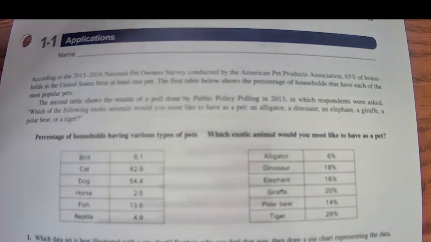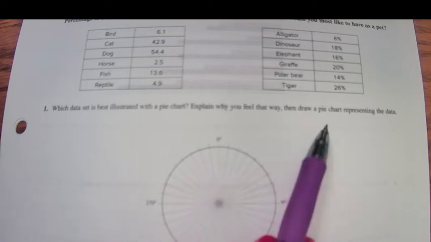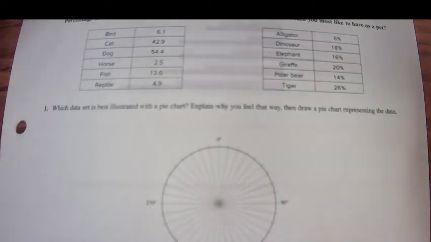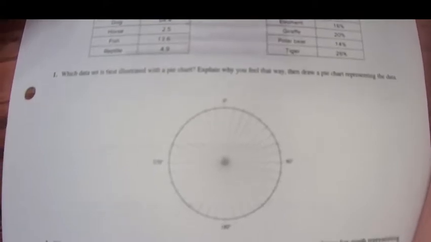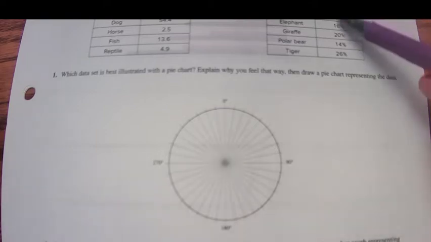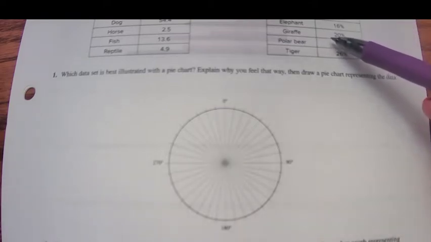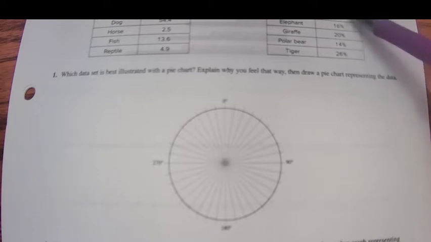All right, so question number 1 says, which data set is best illustrated with a pie chart? Explain why you feel that way, and then draw the pie chart. This second data, the data about the exotic animals, is best displayed in a pie chart because people could only pick one animal. So the total here is going to add up to 100%, and that's what you want with a pie chart. A pie chart means a percentage of the whole.